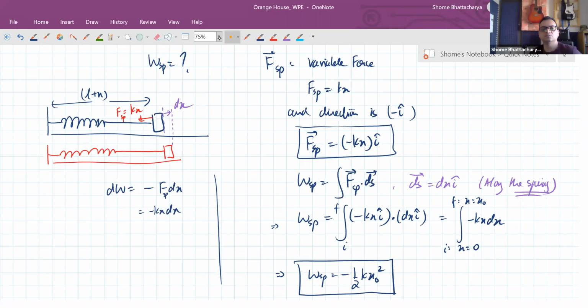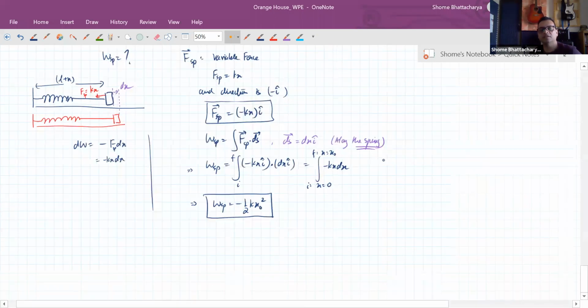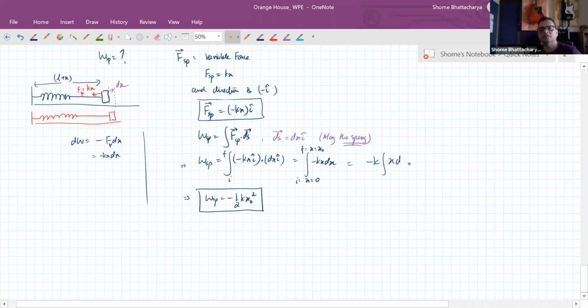Again, why is that the case here? Because when we do the integration, this minus k comes outside, x dx going from x equal to 0 to x equal to x naught. So now integration of x dx is how much? It is x square by 2. And on that we'll put the limits 0 to x naught. So this will become minus k x naught square by 2 minus 0. So that's how it becomes minus half.